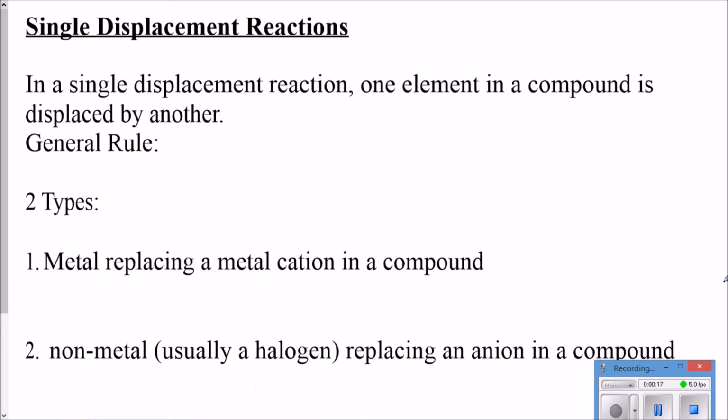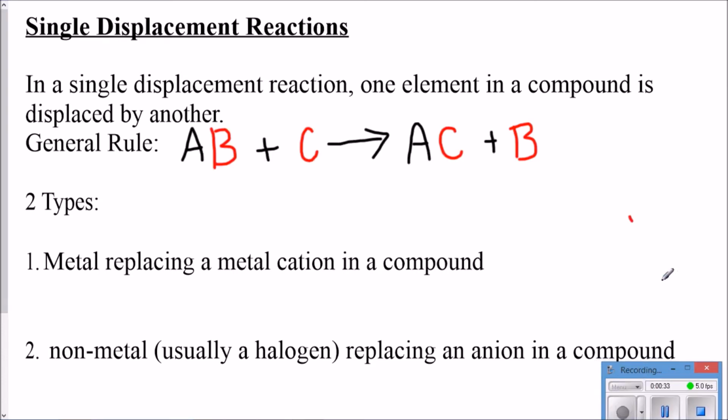Okay, single displacement reactions. We're going to learn how to predict the products of these, but first we have to define what a single displacement reaction is. It is when one element in a compound is displaced by another. The general rule is the following: AB plus C equals AC plus B.